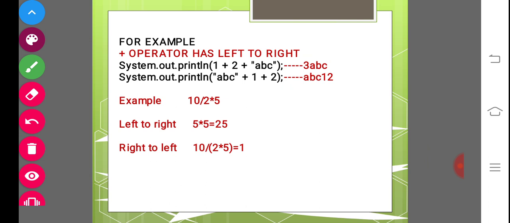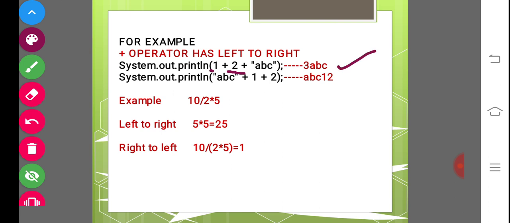Now again we see one more example, the plus operator. Plus is the arithmetic operator and it has left to right associativity. System.out.println 1 plus 2 plus "ABC", and the answer comes 3ABC. Why? Because if you remember in the previous tutorials we discussed integer plus string, the answer comes as a string. 1 plus 2, as 1 is an integer and 2 is an integer, the answer is 3. Then 3 plus "ABC", integer plus string, and the answer comes 3ABC.